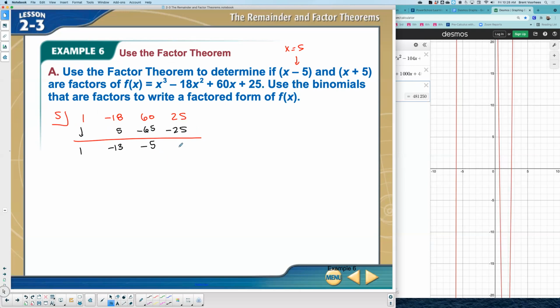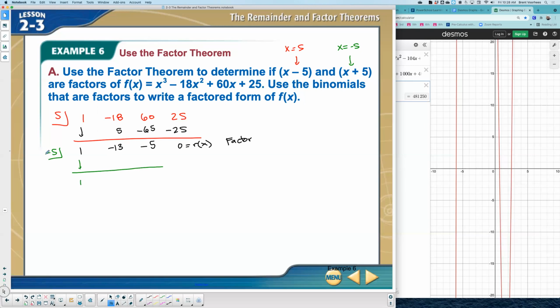Negative 25. Would this be a factor? Yes. Okay, this is a factor. Now, if the equation is a factor, you can test the next on the same line. If it's a factor, you can continue on straight from the quotient here. So I could say X equals negative 5, and I could start right over and test negative 5 right here. I would not need to start the whole problem over. I could go straight from this point.